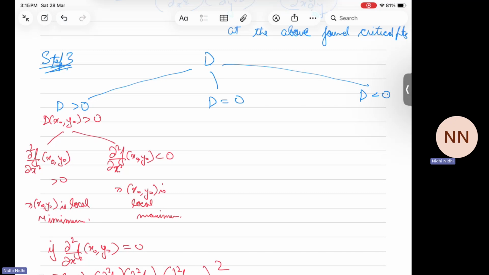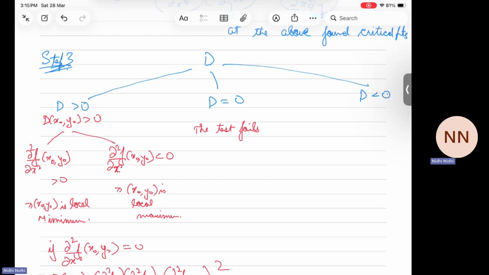Now what happens at D equals to 0? In this case, this test fails. So this test can't tell you anything. You cannot judge anything on the basis of this test. The test fails in this case. So precisely when D is equal to 0, you further need to look at what the function will actually be. So a good idea would be to try to plot the function if you could and look for some points.